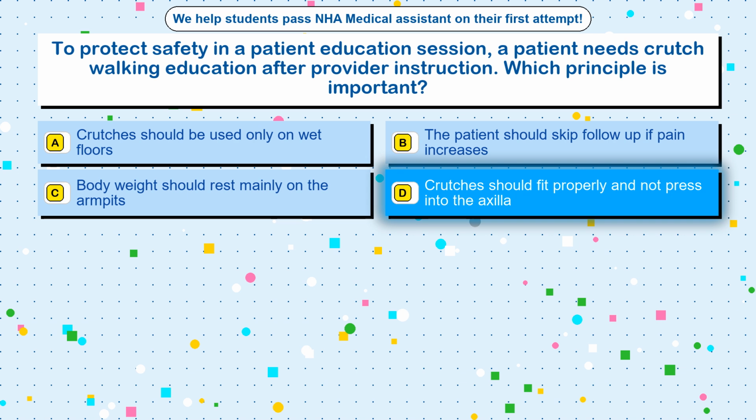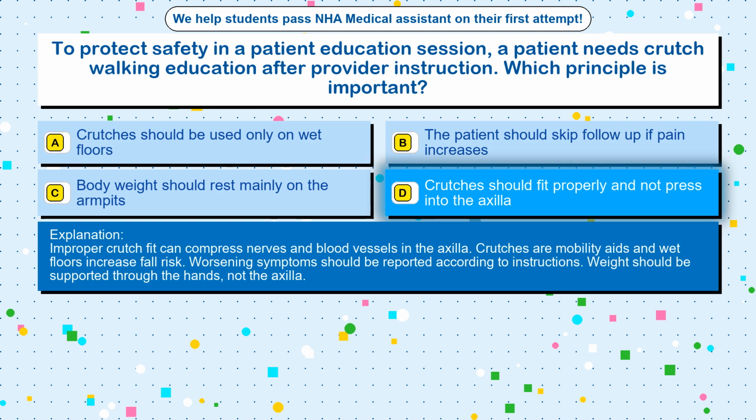The correct answer is option D. Crutches should fit properly and not press into the axilla. Improper crutch fit can compress nerves and blood vessels in the axilla. Crutches are mobility aids and wet floors increase fall risk. Worsening symptoms should be reported according to instructions. Weight should be supported through the hands, not the axilla.